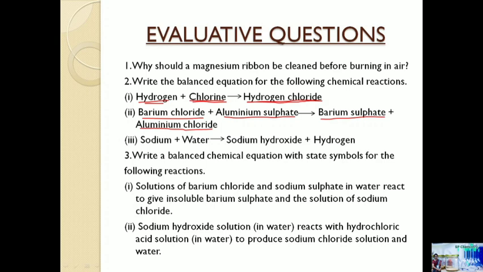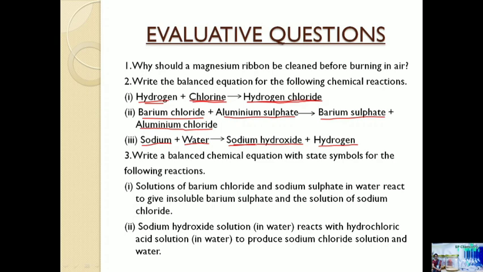Then next question, sodium. Instead of sodium, you can write Na. Water, we can write H2O. Sodium hydroxide, you can write NaOH, and hydrogen gas, H2, you can write. And to balance, we have to multiply: 2Na plus 2H2O. On the reactant side, multiply by 2, and on the product side, 2NaOH. Here we have to multiply: 2NaOH plus H2. Now the equation is balanced.